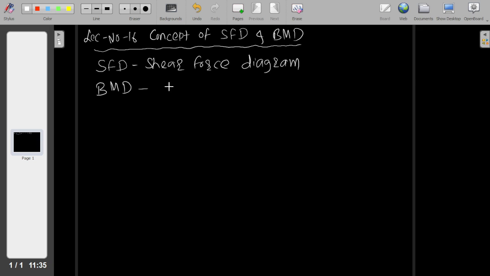And BMD, that is bending moment diagram. We are calling them SFD and BMD. This is actually the shear force diagram and bending moment diagram.